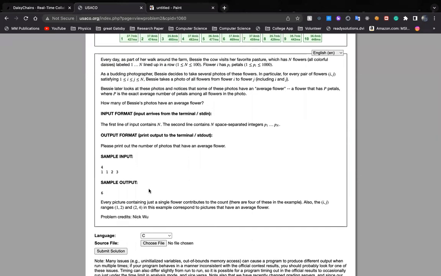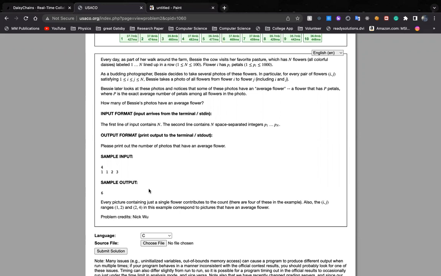All right, so the question is, every day as part of her walk around the farm, Bessie the cow visits her favorite pasture, which has N flowers, all colorful daisies labeled 1 to N, lined up in a row. Flower I has PI petals. As a budding photographer, Bessie decides to take several photos of these flowers, in particular for every pair of flowers I to J, satisfying the condition that I is greater than 1 and J is greater than equal to I, and N is greater than equal to J. Bessie takes a photo of all flowers from flower I to flower J, including I and J.